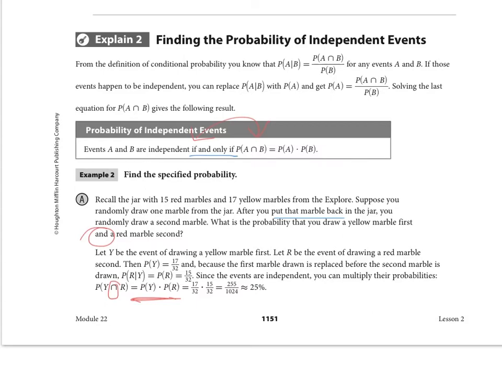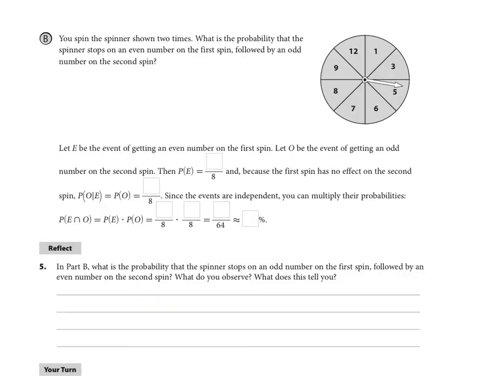Let's go to the next page. On the next page, we have part B here, which talks about a spinner with the given numbers that we have on the spinner. What is the probability that the spinner stops on an even number on the first spin and an odd number on the second spin? Well, let's count up the number of ways to get an even number. You guys can see that the even number spots here are 12, 8, and 6. So that is a total of 3 out of our 8 possibilities on our spinner.